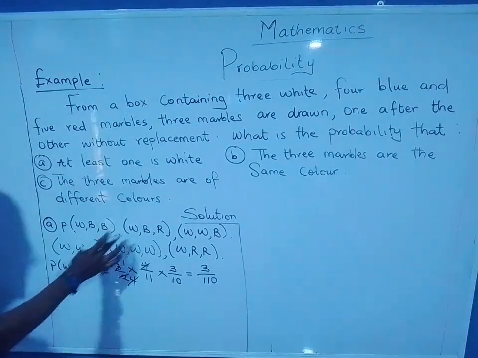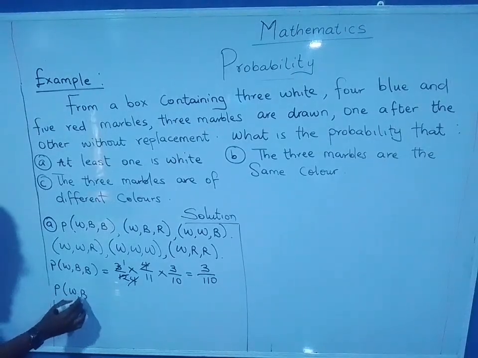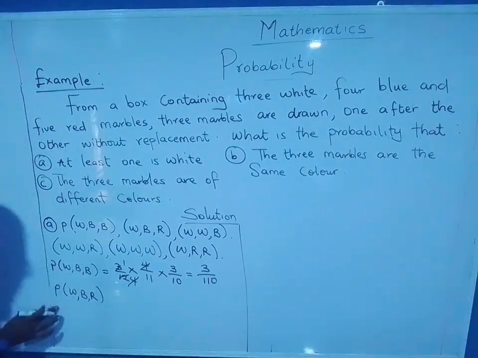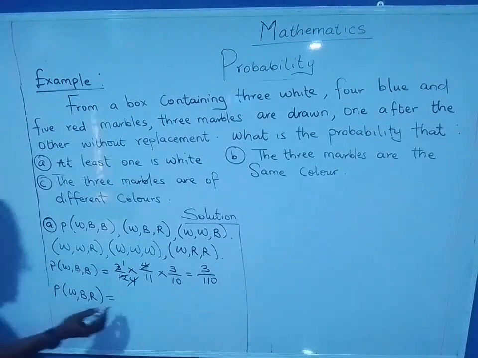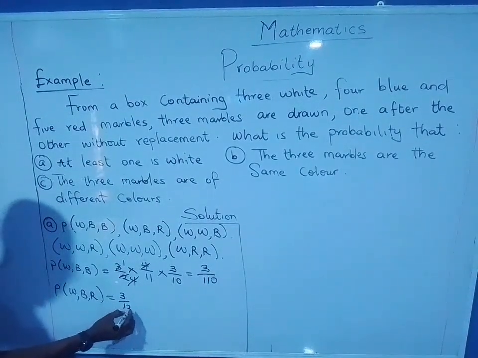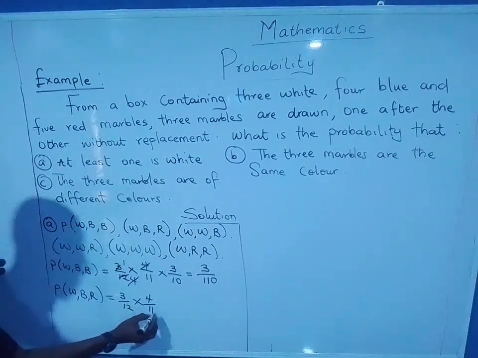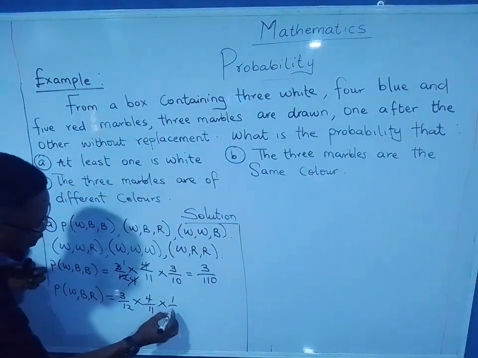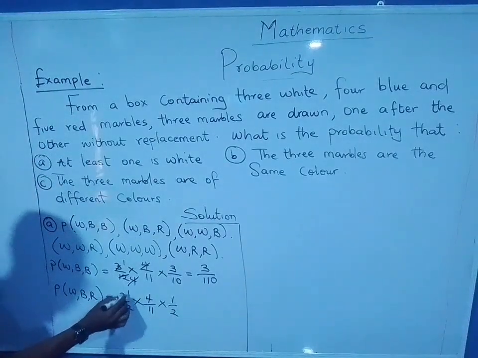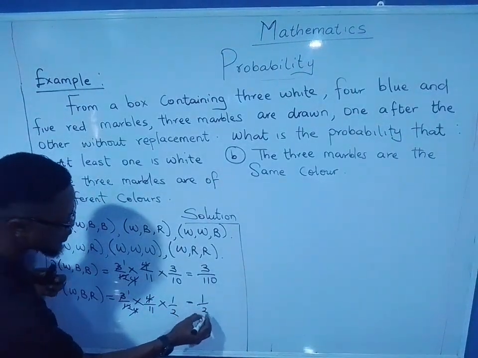Alright, while she's checking, let's be doing the other one. Probability of getting WBR. What is the probability of getting white? 3/12 times 4/11 times, what is red? 5/10. That's 1/2, right? That is 1/22. Yes, that is 1/22. Beautiful.